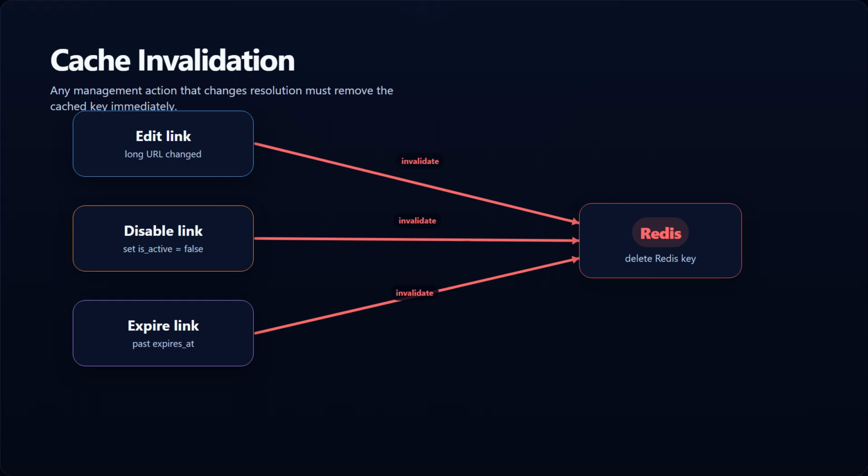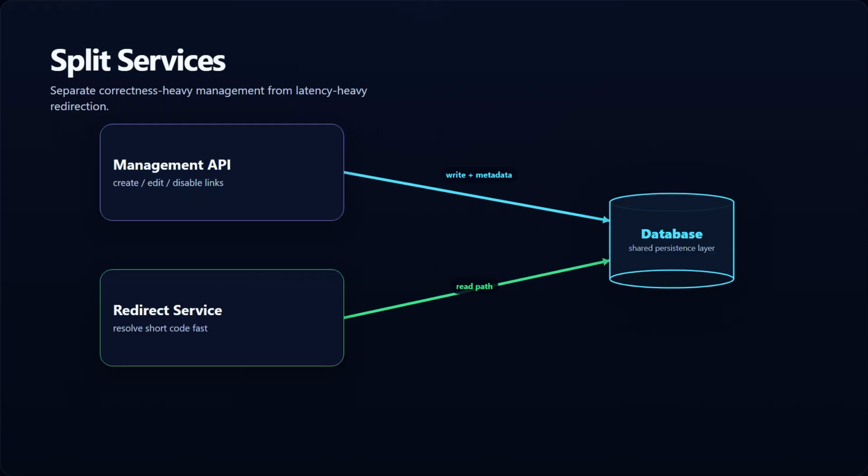And once you see that, a bigger idea starts to show up. Maybe not every request should go through the same service. At this point, the system is trying to do two very different jobs. Management operations care about correctness, updates, and business rules, while redirects care about speed and huge read volume. So, splitting those responsibilities into separate services makes the whole system cleaner and easier to scale.